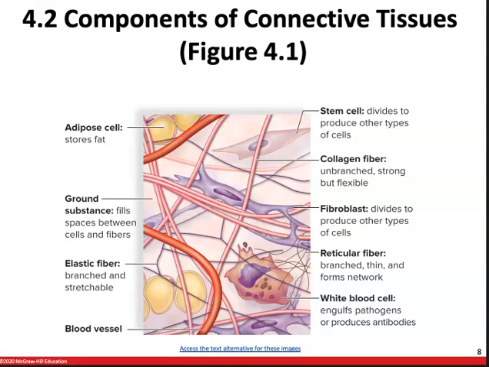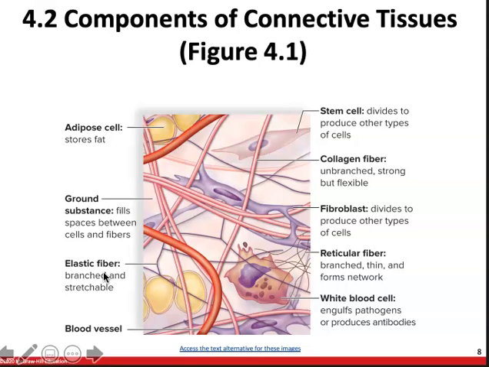There are three types of protein fibers. There are collagen fibers, which are really flexible and strong, reticular fibers, which are thin and highly branched collagen fibers, and then elastic fibers. Elastic fibers contain elastin, which is a protein that stretches and recoils.